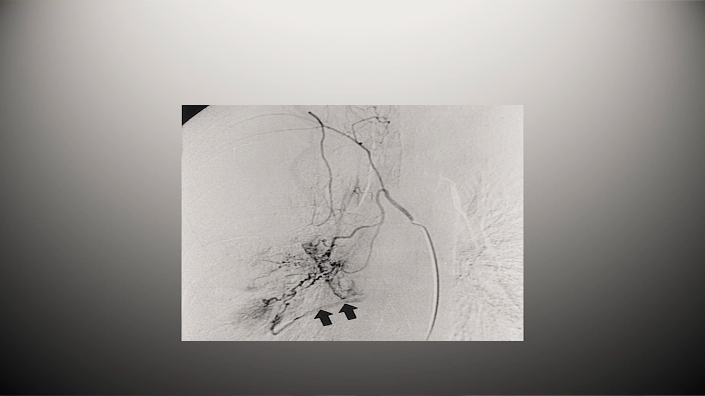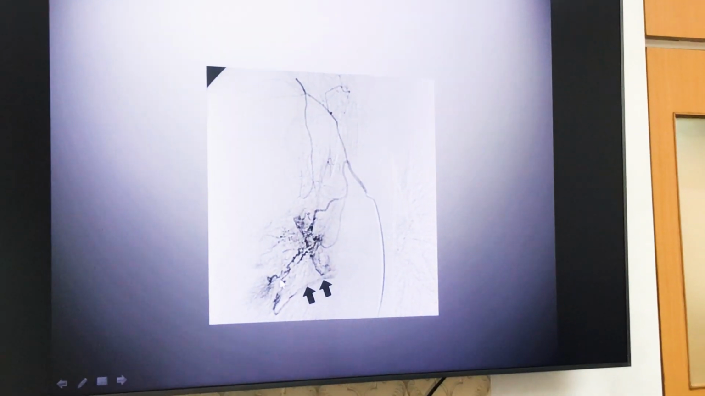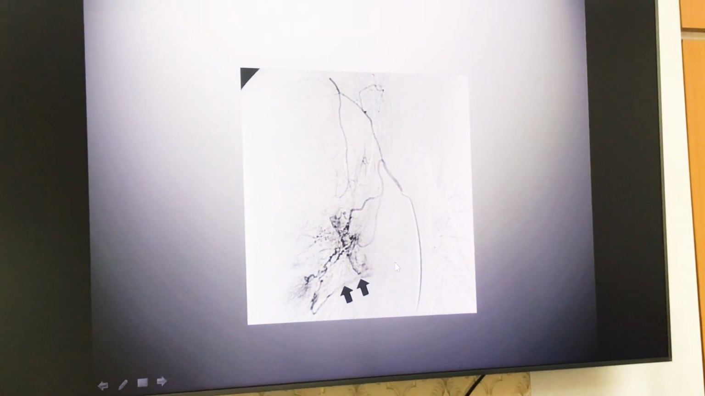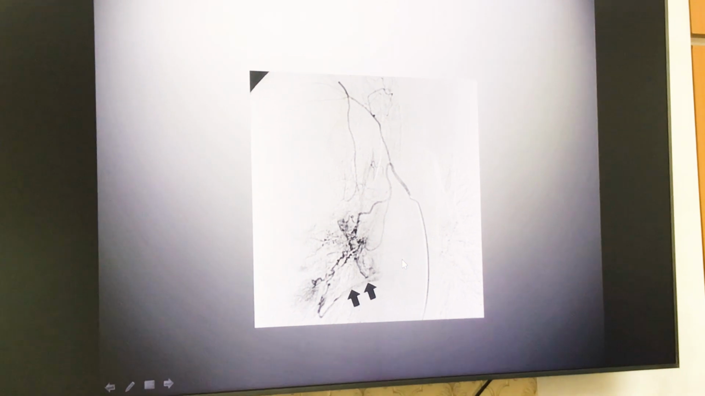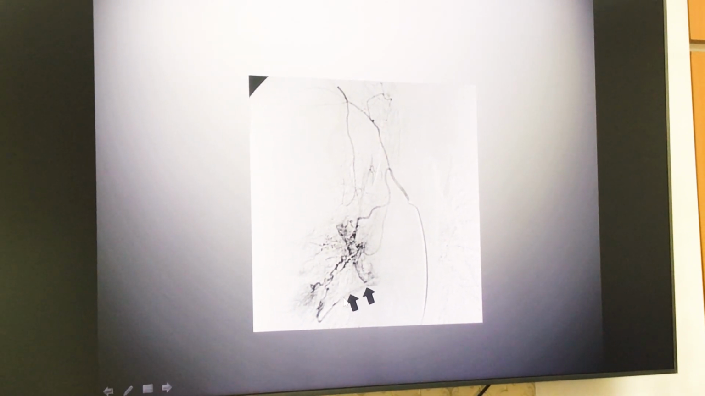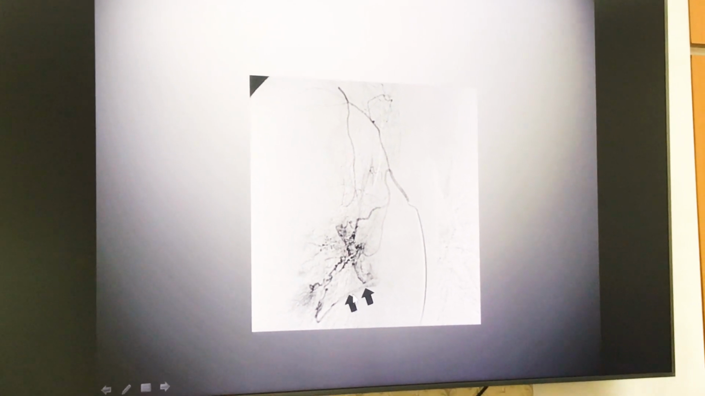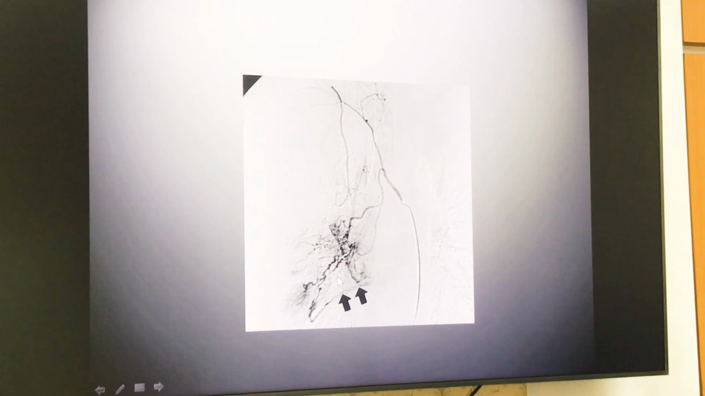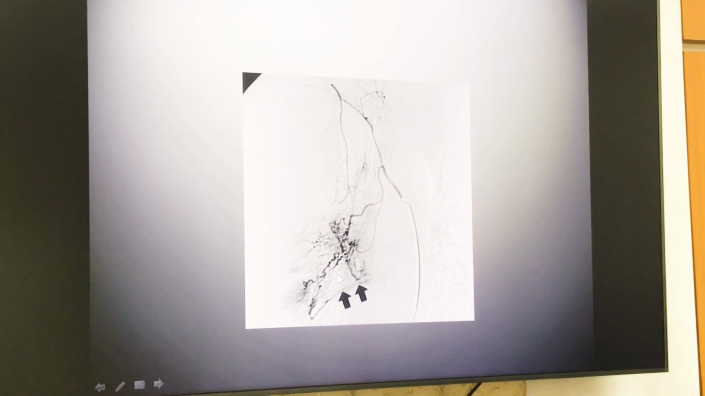So we are injecting into the bronchial artery here. We see the neovascularity here, and now we see this neovascularity, and something is going back towards the heart. So this is bronchial artery, and this is pulmonary vein. So this pulmonary vein is going back into the heart. So this is a bronchopulmonary vein fistula.